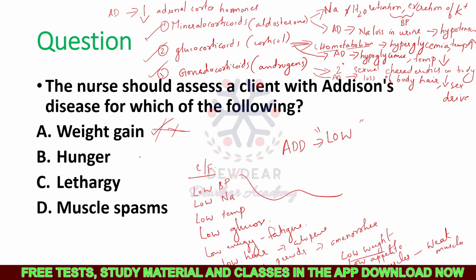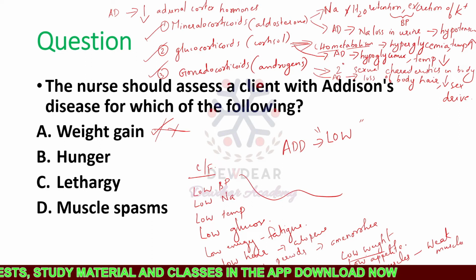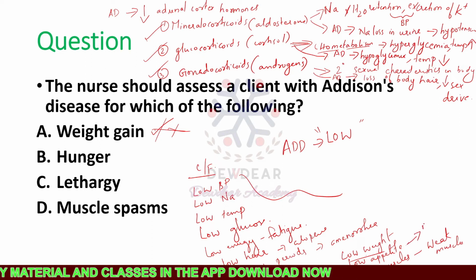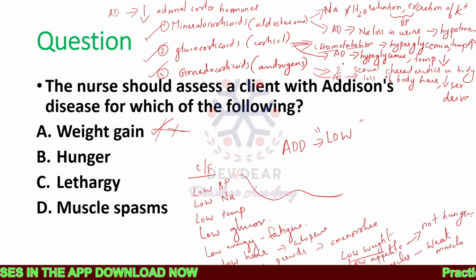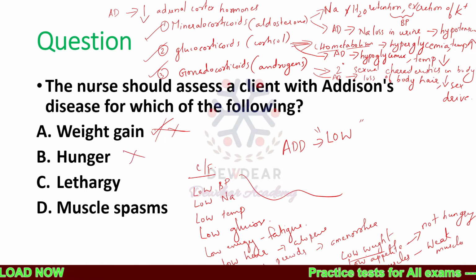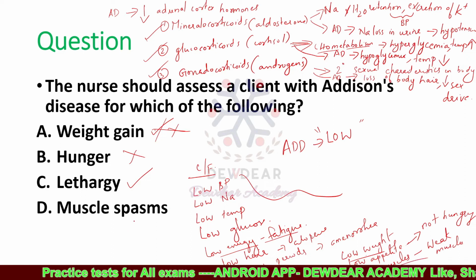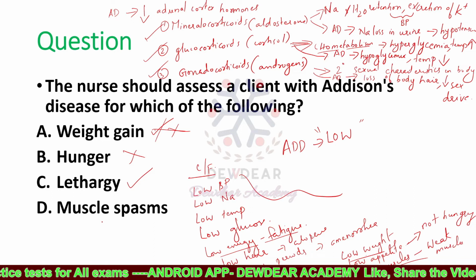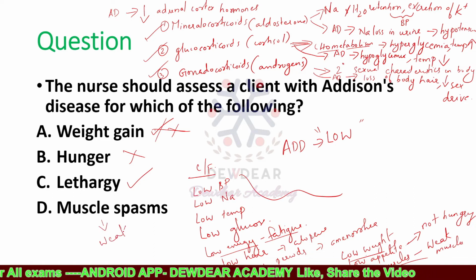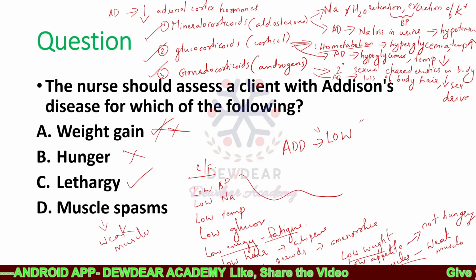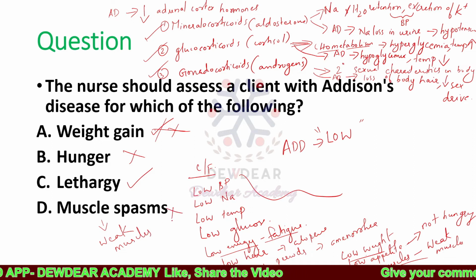Then hunger. The patient will have low appetite, so the patient is not hungry here, and hunger is not the answer. Then there will be low energy and the patient will have fatigue. So lethargy is applicable here. Then muscle spasm. The muscles are just weak, but not spastic. So that is also wrong.